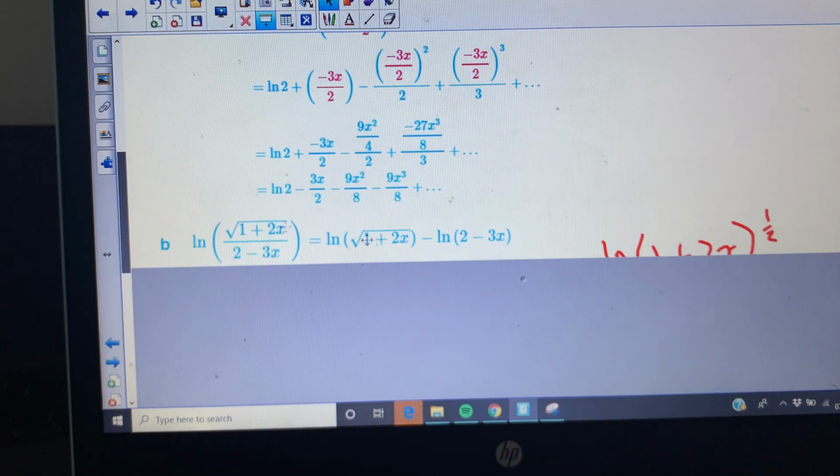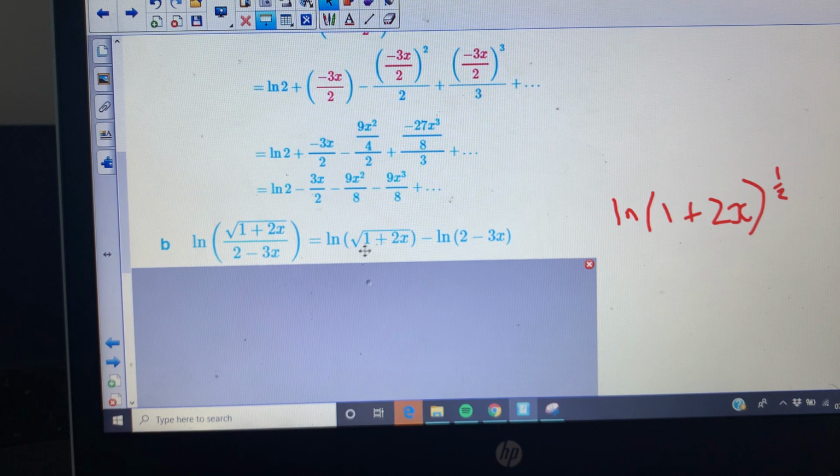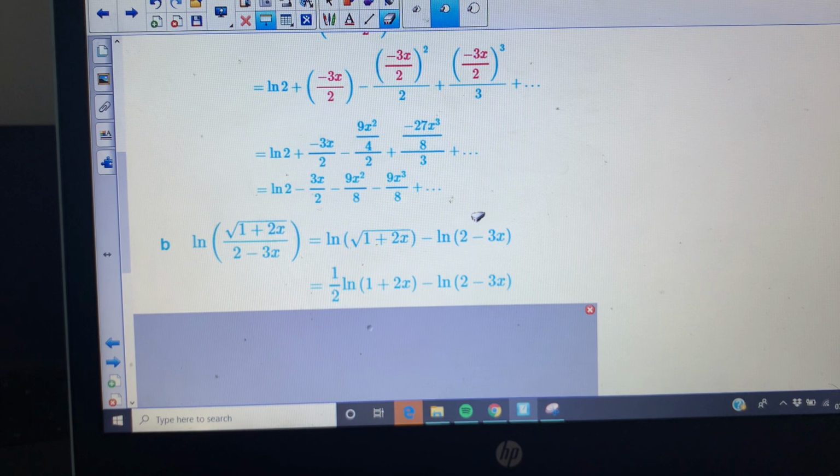So the first thing we're going to do is use laws of logs to separate that. You know, ln of a over b is ln a minus ln b. Now, I just wrote that there because they cut a corner: the ln of the square root of 1 + 2x is ln of (1 + 2x) to the half. So that half can come down to the front of that log. So that's why we get a half ln(1 + 2x) minus ln(2 - 3x). I'm going to get rid of that because it looks really bad.